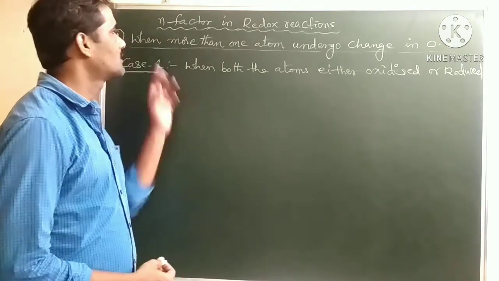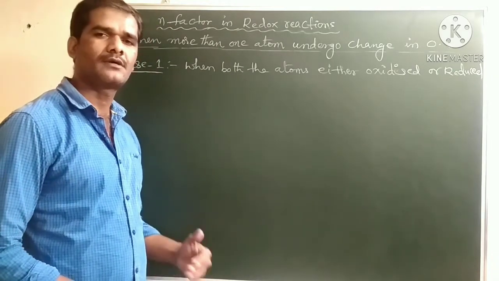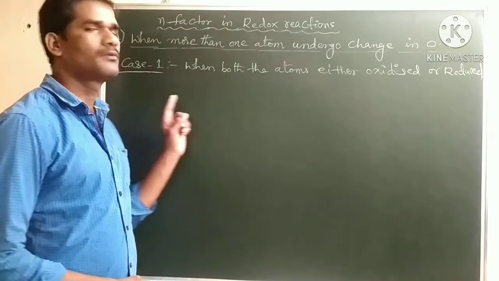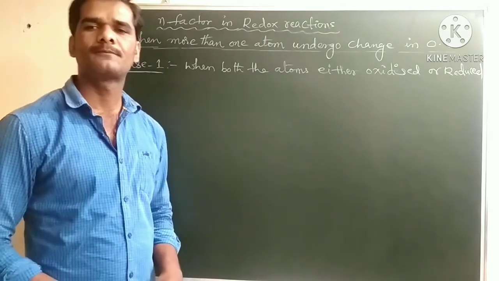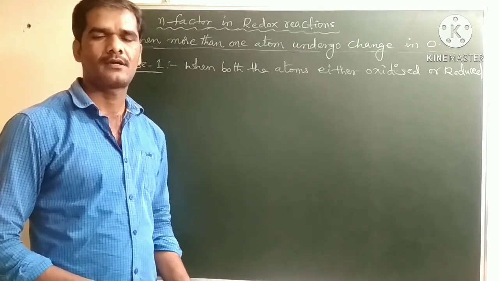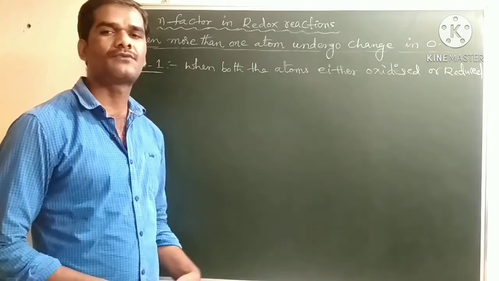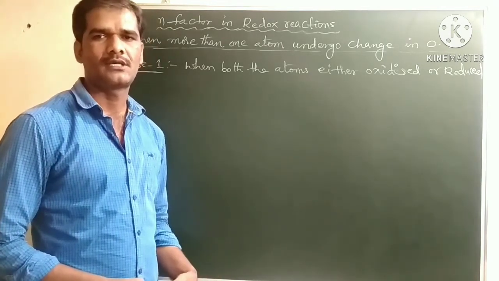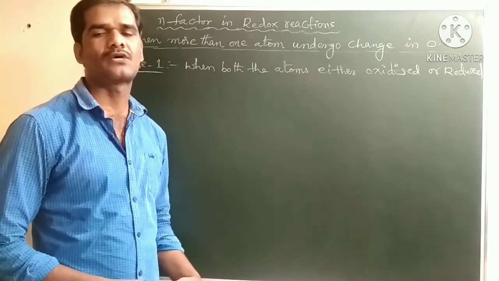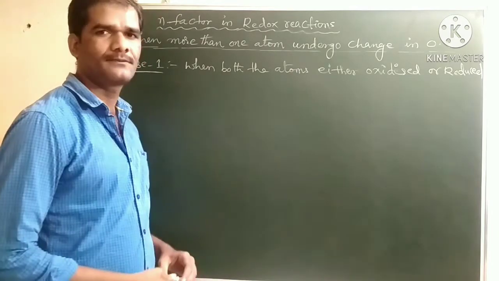Again, when more than one atom undergoes a change in oxidation state, there are again cases. The first case is when both the atoms undergo either oxidation or reduction, and in the second case, out of both the atoms, one atom may undergo oxidation and the other atom may undergo reduction. Again, in such cases, how do we calculate this n-factor? First, we will see case 1.